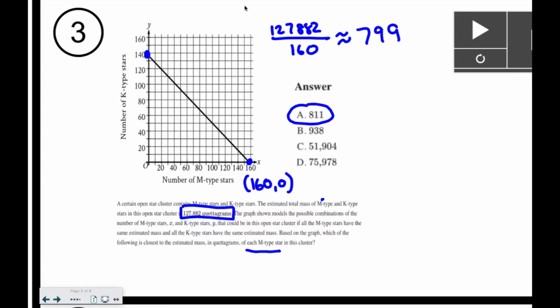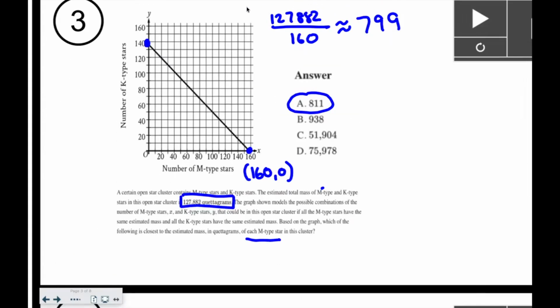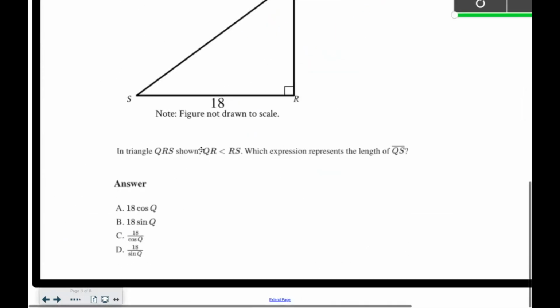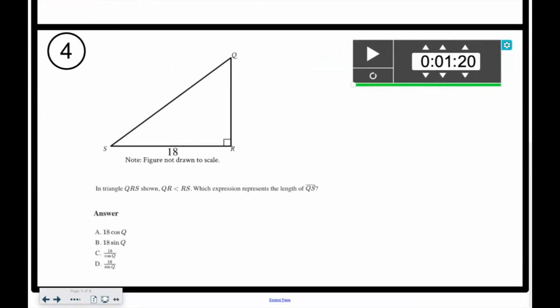Okay. Any questions on that? Okay. All right. Now we got a trig problem. So let's take a look at number 4.